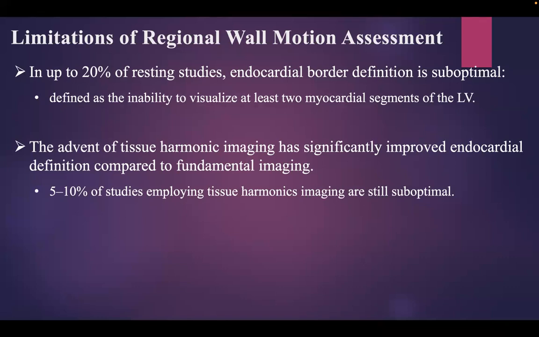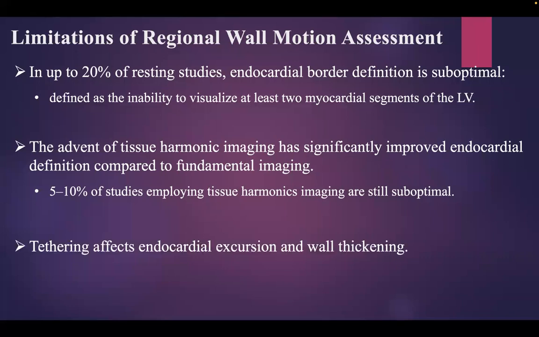And mind you, nowadays there's not much fundamental imaging which we use. Almost all the machines have tissue harmonic imaging, which has significantly improved the endocardial definition. However, 5 to 10% of the studies employing tissue harmonics also can be suboptimal. And again, you should be aware of the tethering effects on the endocardial excursion and the wall thickening, and whenever you are assessing the wall motion, you should keep this in mind.